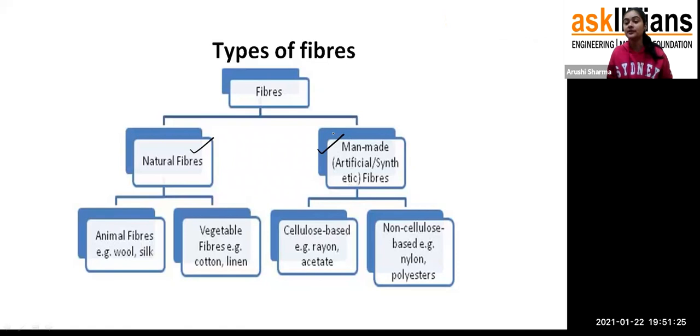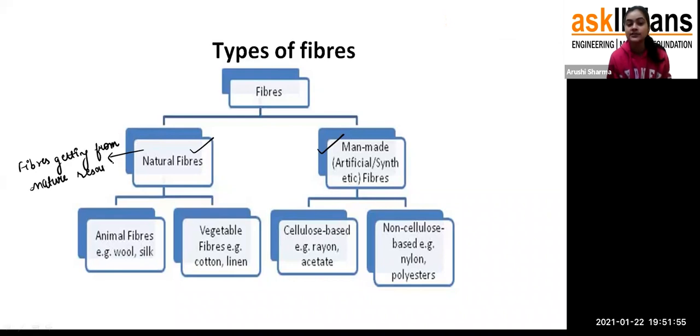From the name only you can get an idea of what natural fibers could be. So my dear students, natural fibers are those types of fibers which we receive from nature, where the source of that fiber is present in nature only. Okay, so if I write down what a natural fiber is: fibers obtained from natural resources.